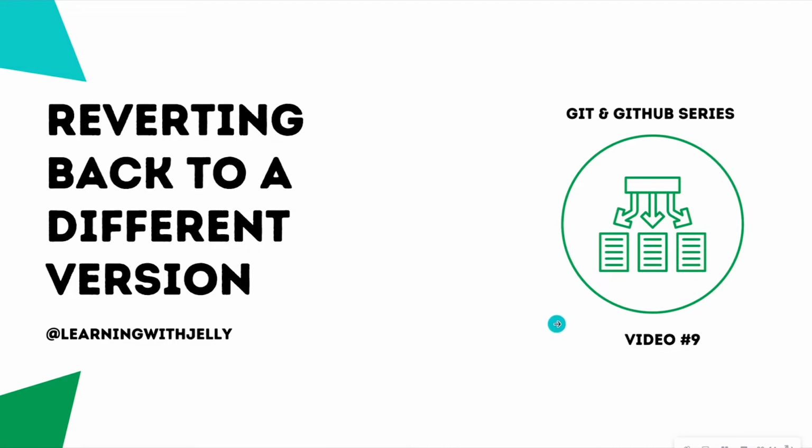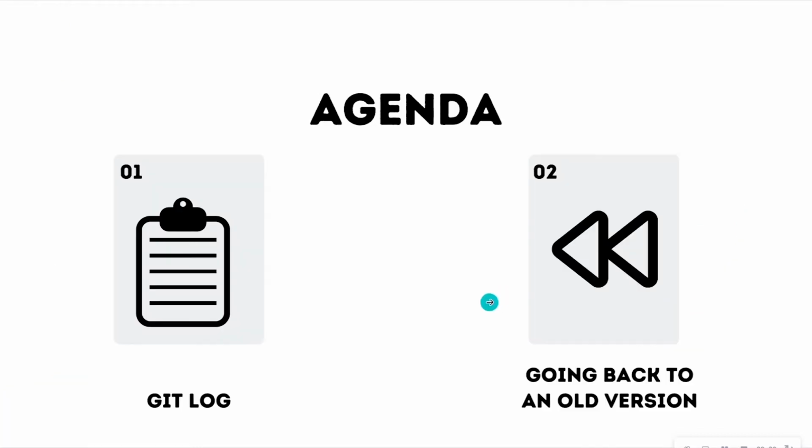Today, we're going to cover video 9 of our Git and GitHub series on reverting back to a different version. So, at times, the whole point of version control is that you can go back to a previous step. So, we're going to talk about how you actually can do that.